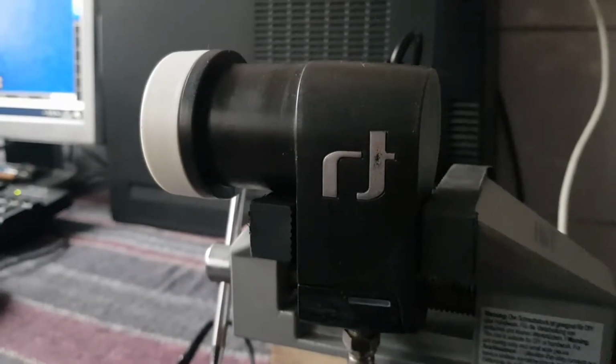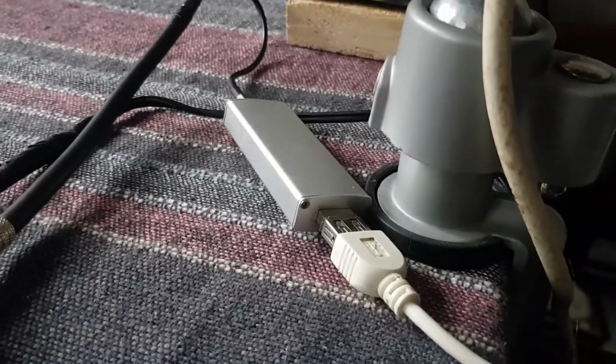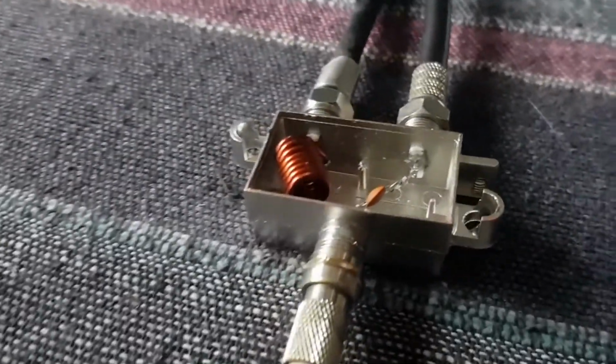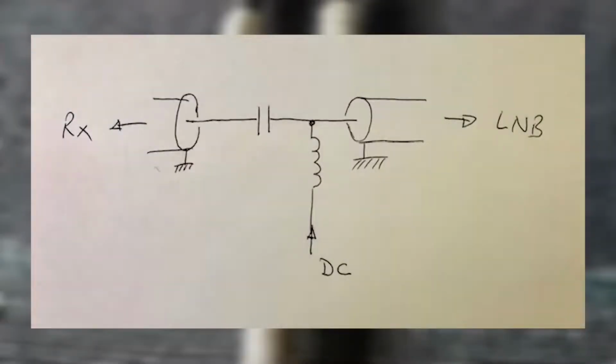The receive hardware consists of an LNB, an RTL dongle and a power injector. The schematic of the power injector is very simple. The capacitor can be anywhere from 10 to 100 nanofarad, and the coil is 6 to 8 turns around a screwdriver. Here I've used a TV splitter to house everything.